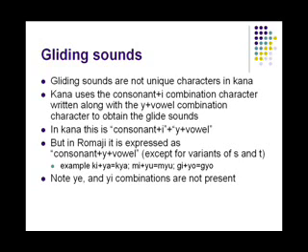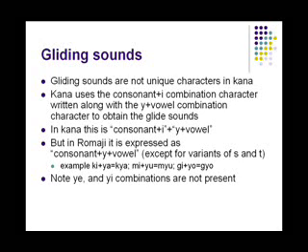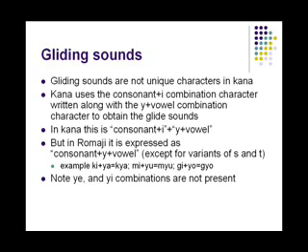For example, ki plus ya is kya. Mi plus yu is myu. Gi plus yo is gyo. As we saw earlier, Y plus I and Y plus E combinations are not present, and hence there are no corresponding glides.